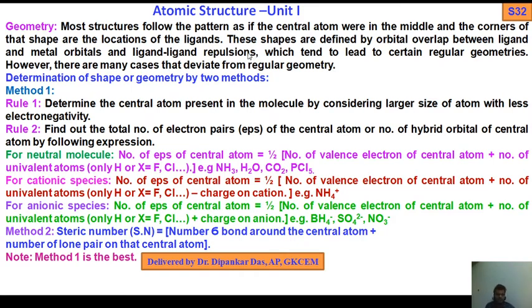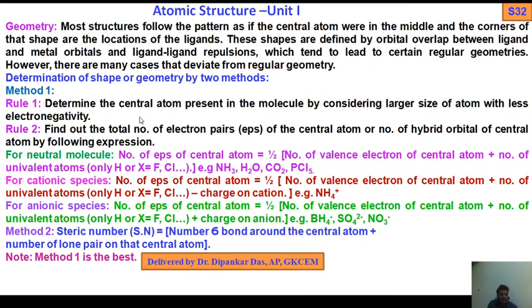As per your syllabus, the simple molecules are given, but you have to know some sophisticated molecules such as I3 minus, Br4 minus. So determination of shape or geometry by two methods. Method 1, very important: determine the central atom present in the molecule by considering the larger size of the atom.